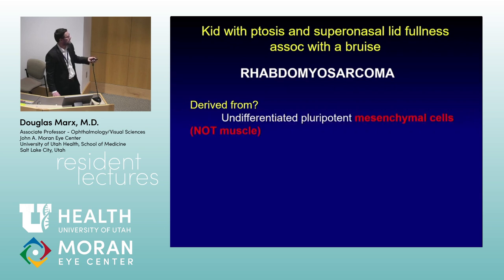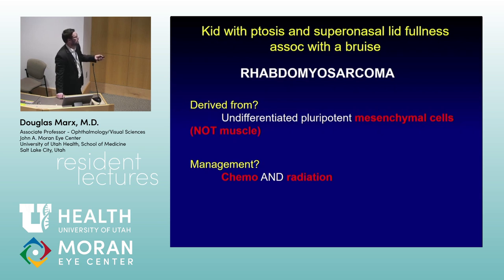Derived from mesenchymal cells. This does not come from the recti. It does not. And that is a very important distinction. Management, chemo and radiation. If you have an isolated rhabdomyosarcoma to the orbit and you treat it with radiation, in most studies, what is the prognosis? Very good. 95% cure. Really good.